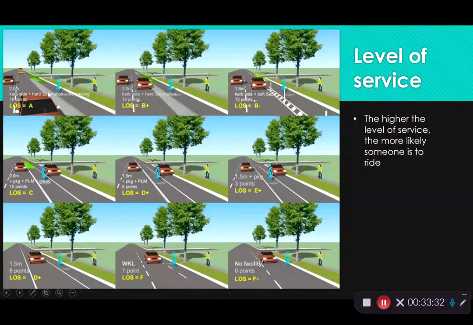So that's your highest level of service, and that's going to encourage the most number of people to ride, because even people that aren't super comfortable or super confident on a bike will feel safe because of that physical barrier from the roads or from the cars.